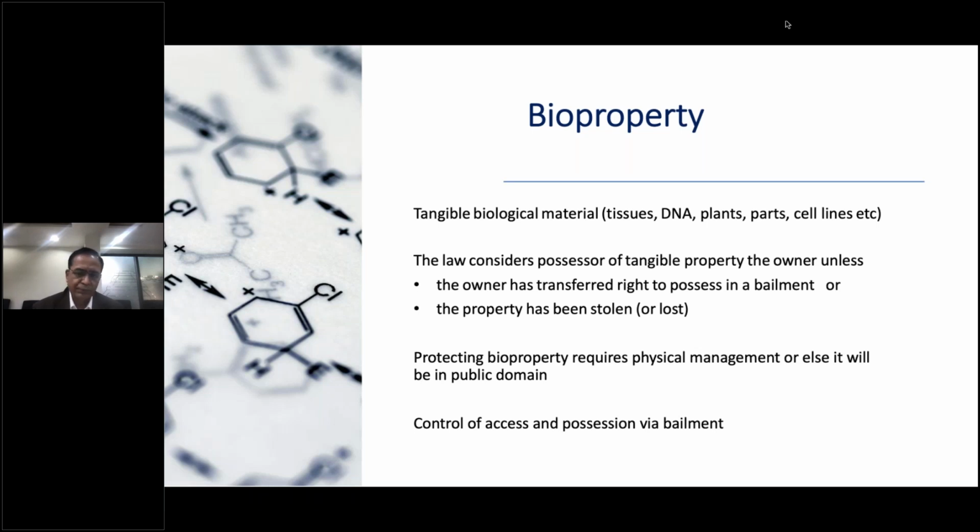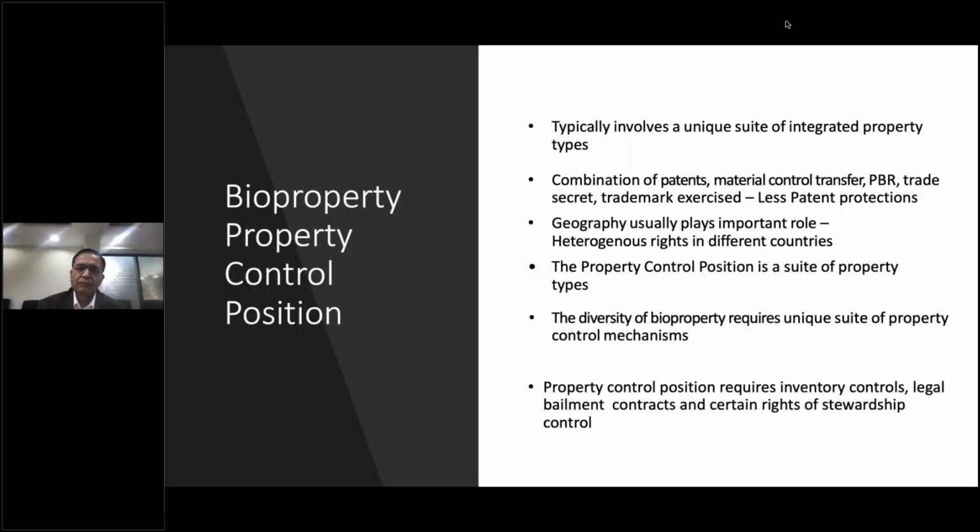So physical management of bioproperty is the critical stewardship, both in the public domain as well as the private domain. And you have property either way, either by control of the physical ownership or by bailment, which provides you access to deploy the property. What is important in bioproperty as distinct from the rest of the intellectual assets we look at is that typically the property control position is one that drives the value for it. There are a number of property control types in a bioproperty.